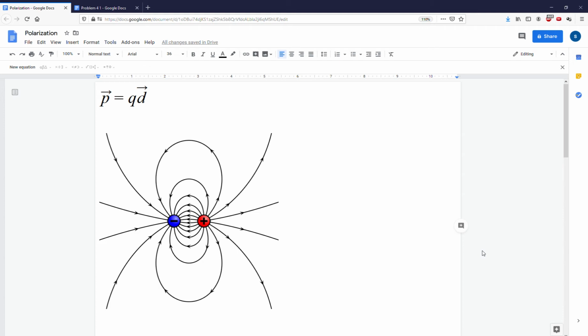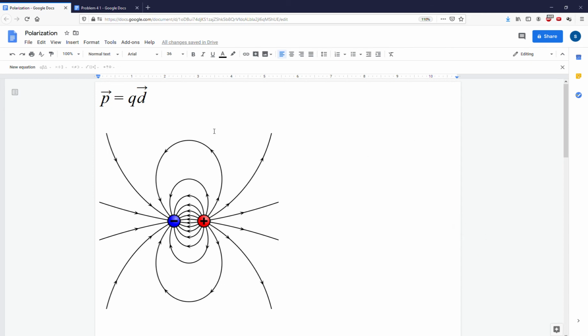However, if you apply an electric field to this atom, the positively charged nucleus will be pushed in the direction of the electric field, and the electron cloud will be pushed in the opposite direction. These two charges will experience a slight displacement and will therefore create a dipole.